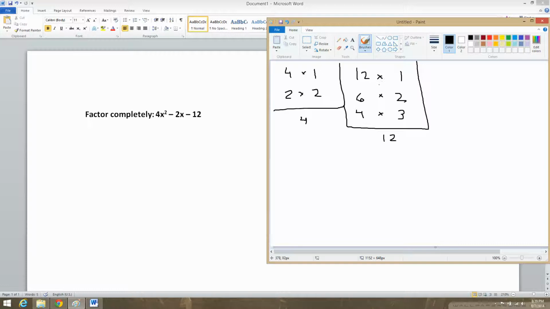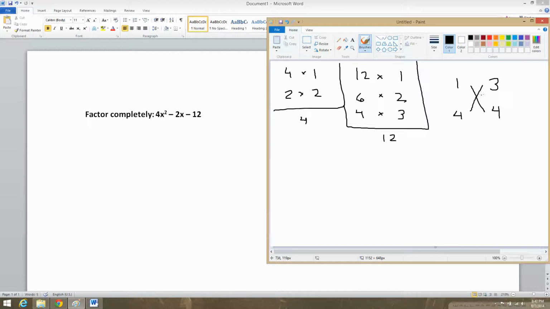Since 1 and 4 and 12 and 1 didn't work, we can use 1 and 4 and 6 and 2. And I can already tell this is not going to work, because 4 times 6 is negative 24 plus 2, and that ends up being negative 22. Even if you do that, it'd be positive 22. So we're just going to disregard that. Next we can try 1 and 4 and 3 and 4. This might be a little bit more likely.